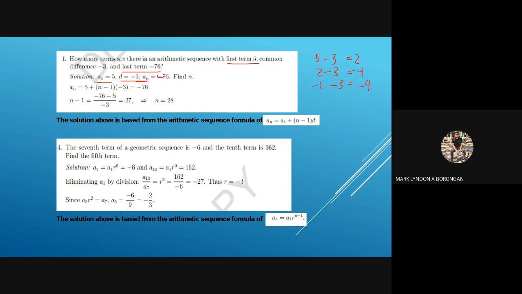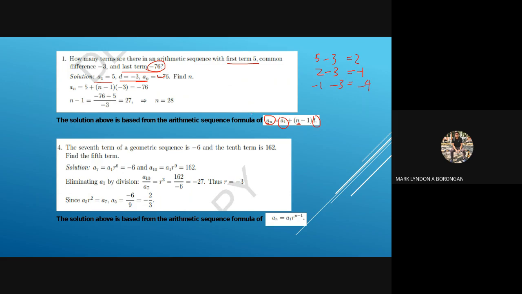Whereas if you use this formula, a sub n is equal to a sub 1 plus n minus 1 times d. So your a sub n is present, your a sub 1 is present, your d is present, and the missing one is n, because we are finding the value of the last term. The last term will be n. Okay?